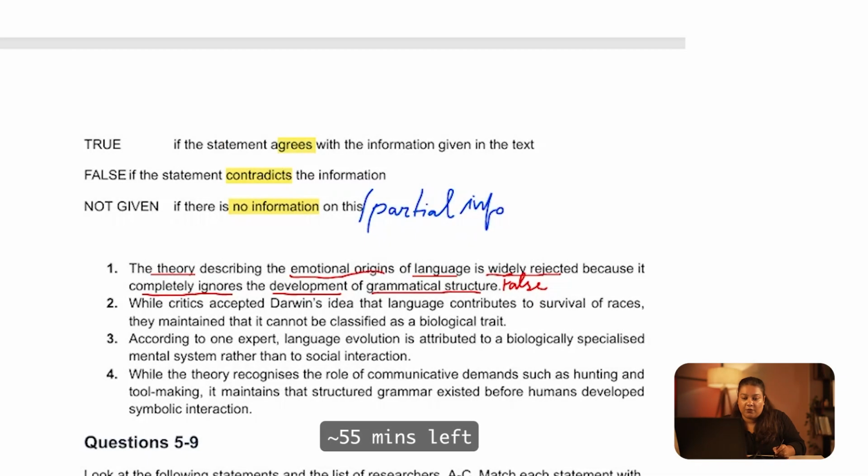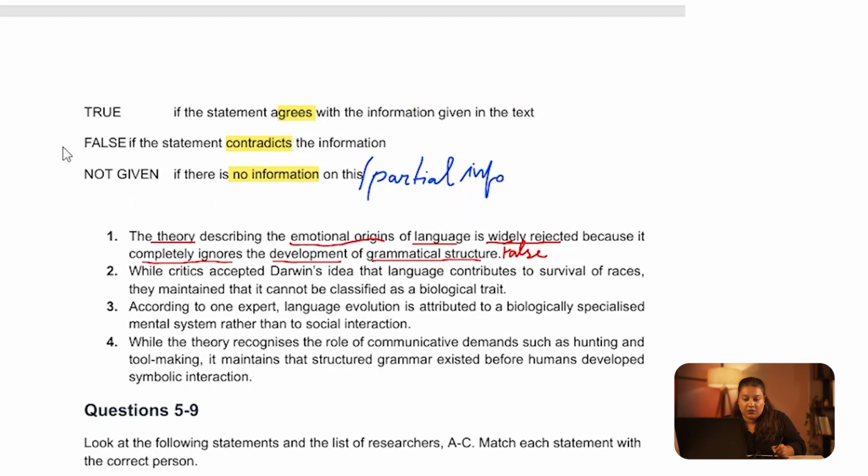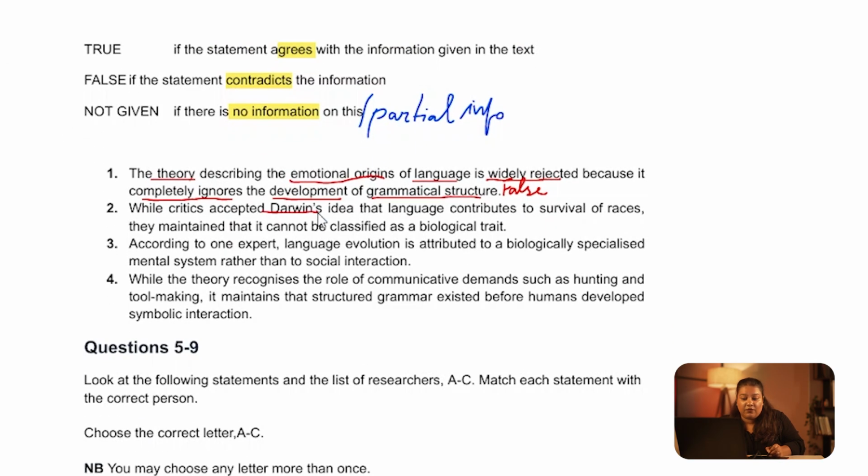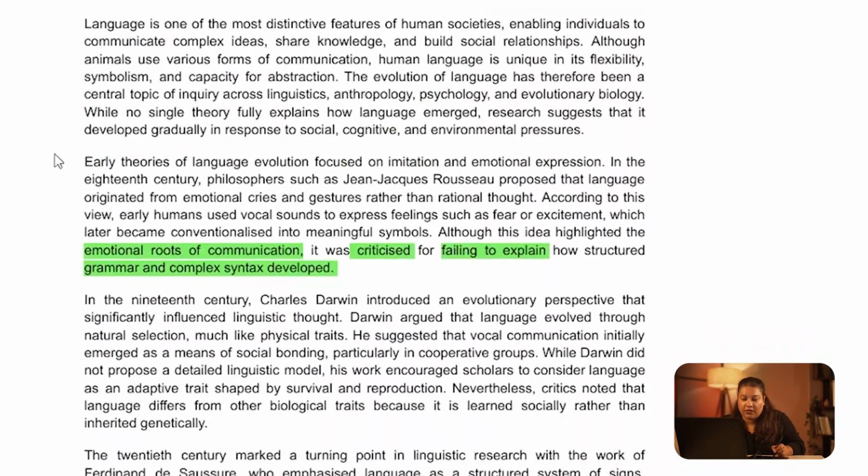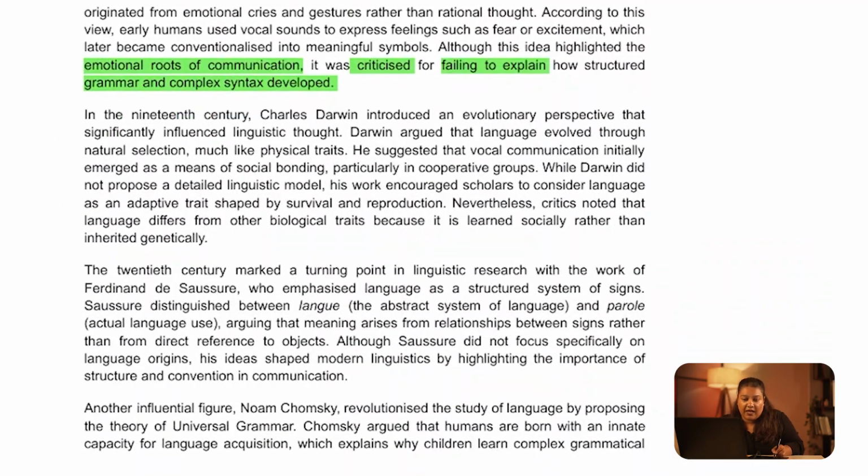Let's move to question number 2. While critics accepted Darwin's idea that language contributes to survival of races, they maintain that it cannot be classified as a biological trait. Now let's quickly underline some keywords. We have a name here. So I highlight Darwin because it's easier for us to locate in the passage. Language contributes, survival of races, maintain that it cannot be classified as a biological trait. Now let's go back to the passage, look for the keywords.